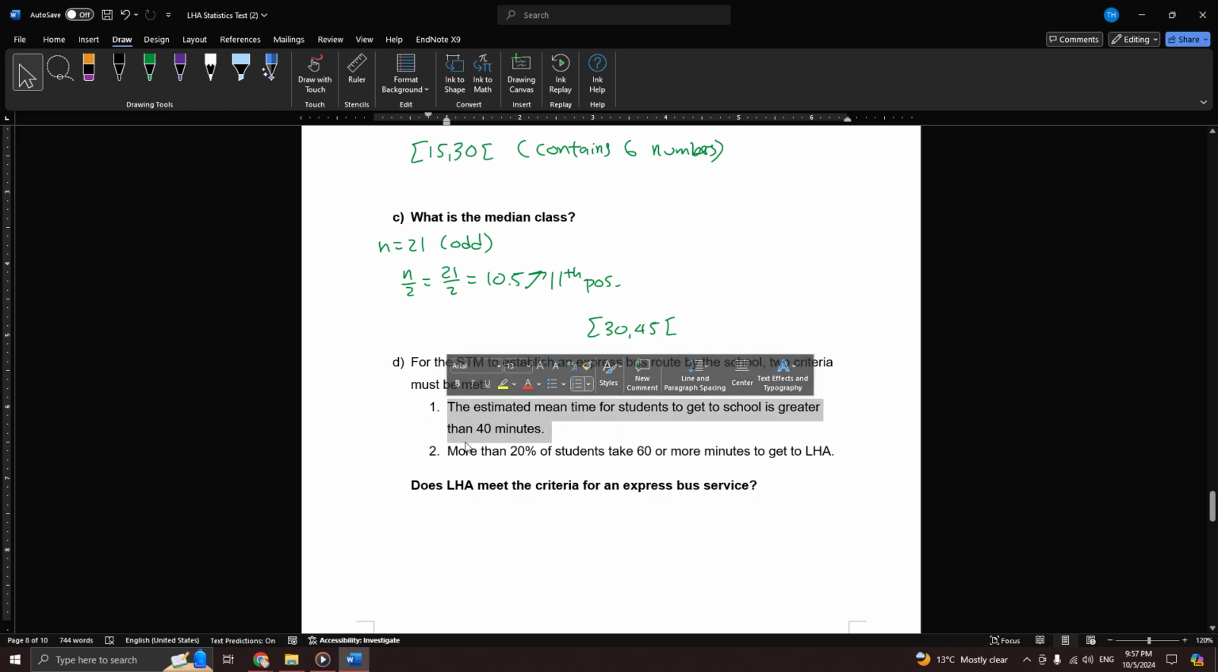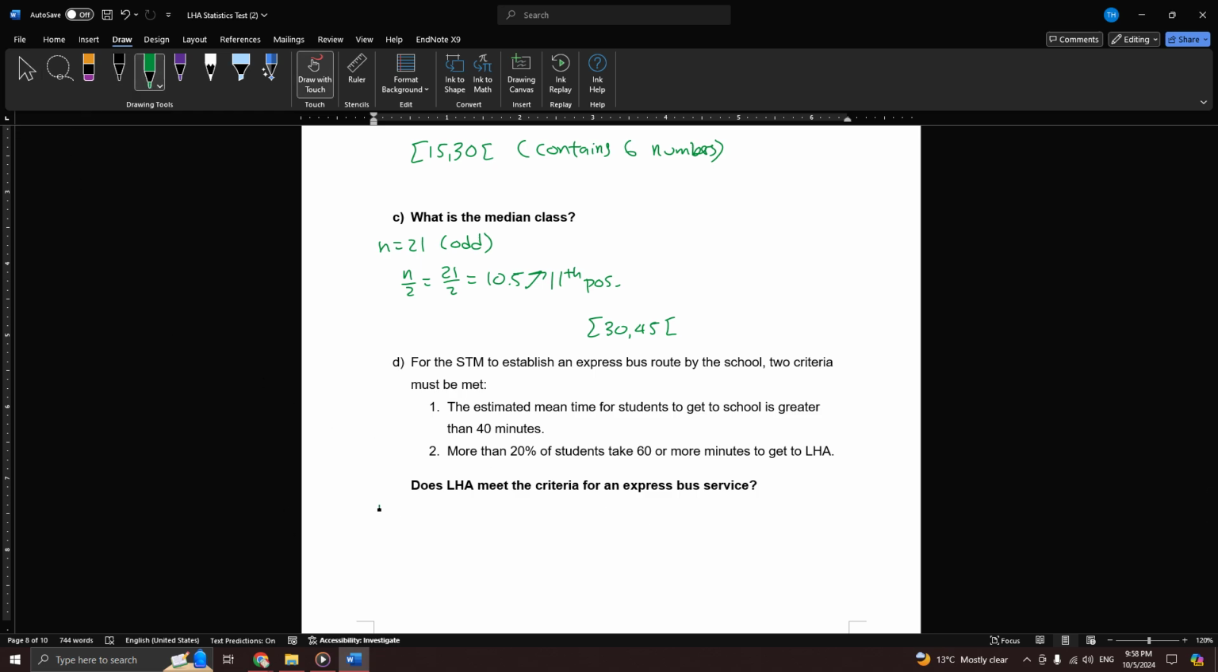That's the first criteria. The second criteria is more than 20% of students take 60 or more minutes to get to LHA. All right, and if we meet those 2 conditions, then we get an express bus service. So let's think about the first one. We want to see, is the estimated mean time bigger than 40?